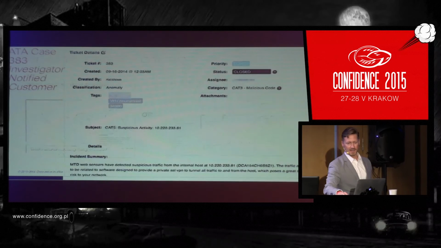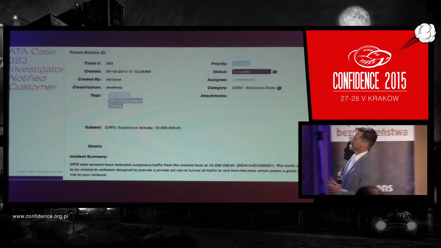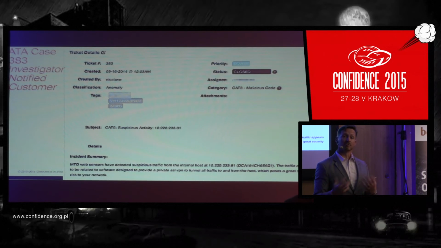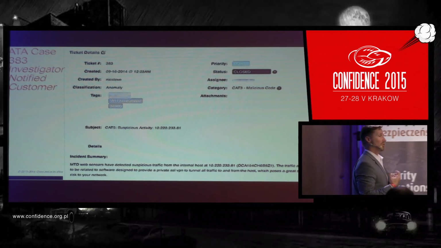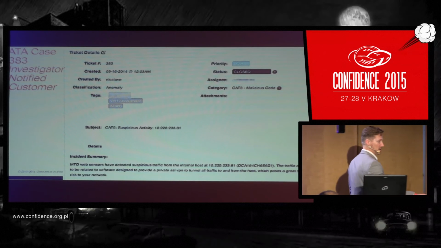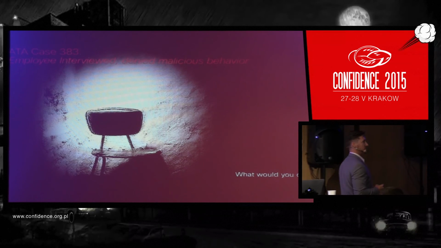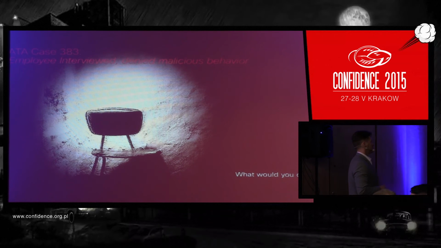So we raised the case to the customer. And again, this is a low priority case. We said to the customer, hey, this is potentially malicious traffic. You may have an insider who's taking data and exfiltrating it out of the network. We don't believe it's malware. We believe it's deliberate human activity. So the employee was interviewed. They asked him to remove the software, and that was the end of the story. What would you have done?